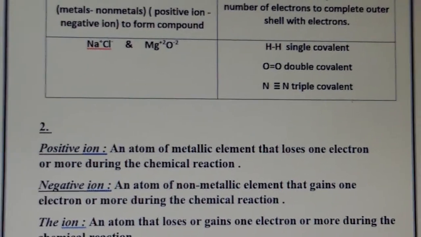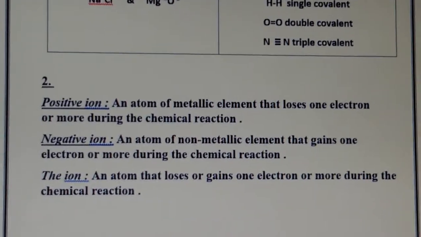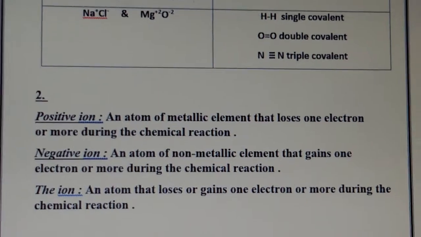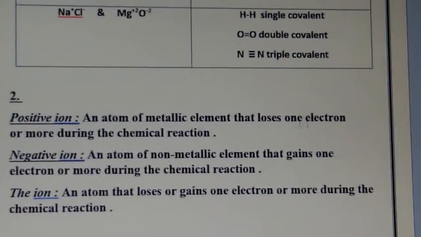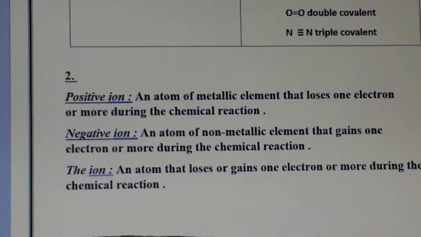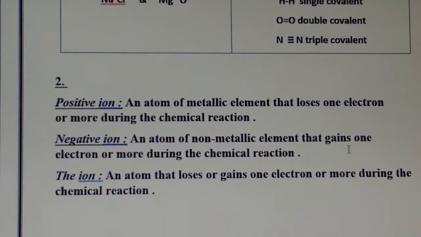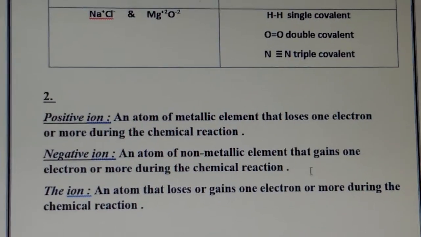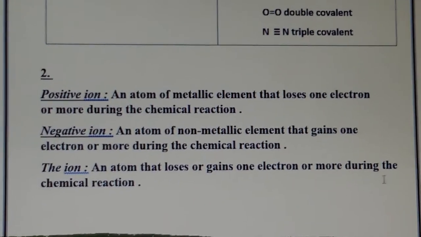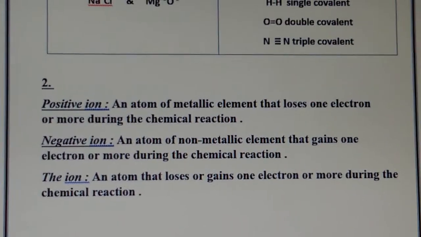Question number 2. What do we mean by positive ion? An atom of metallic element that loses 1 electron or more during the chemical reaction. Negative ion, an atom of non-metallic element that gains 1 electron or more during the chemical reaction. The ion, an atom that loses or gains 1 electron or more during the chemical reaction.